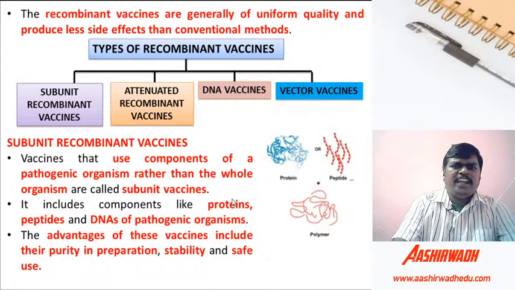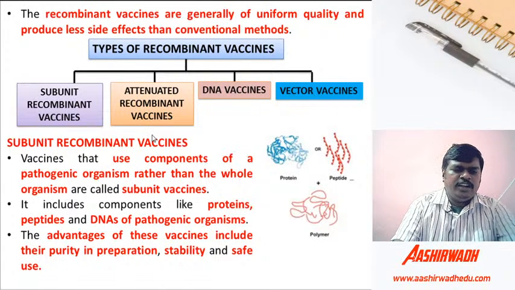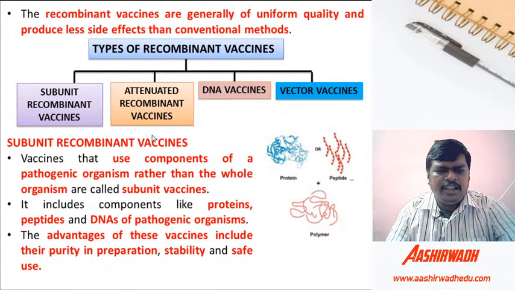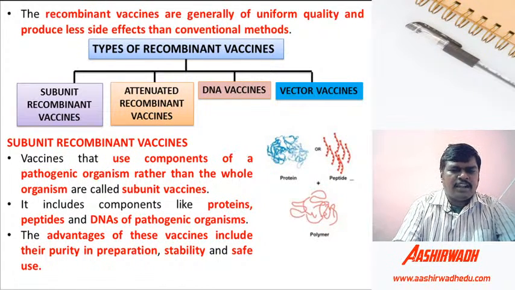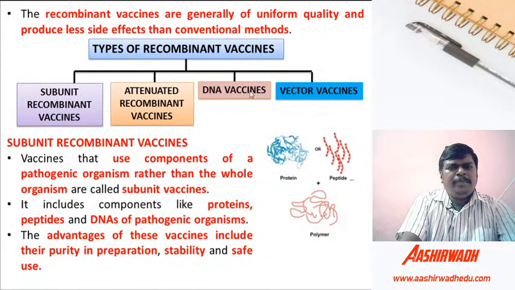There are 4 different types of vaccines available. One is the subunit recombinant vaccines, then attenuated recombinant vaccines, DNA vaccines, and vector vaccines. These are the 4 different types of vaccines. First, let me explain about the subunit recombinant vaccines.